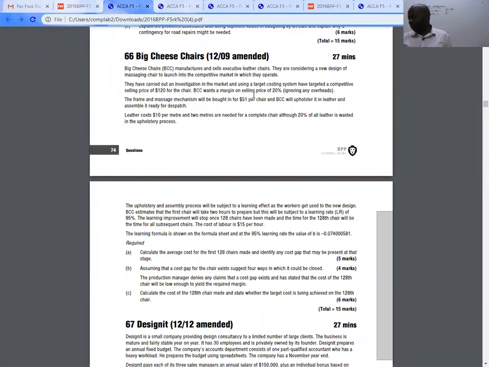And then we continue. We are told leather costs 10 per meter and 2 meters are needed for a complete chair, although there is wastage of 20%. Whenever there is wastage, so many students will not be able to handle it very well. So we have leather. 2 meters are needed. But remember the 2 meters are net, so I have to gross up.